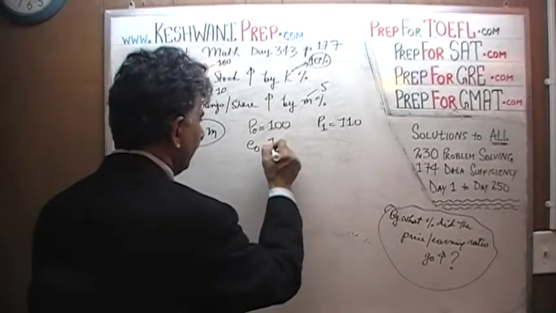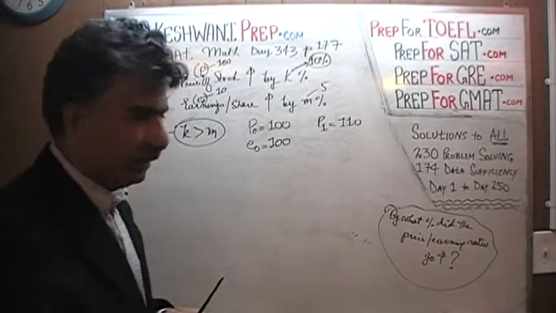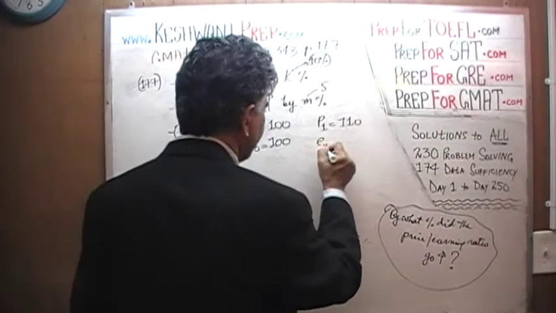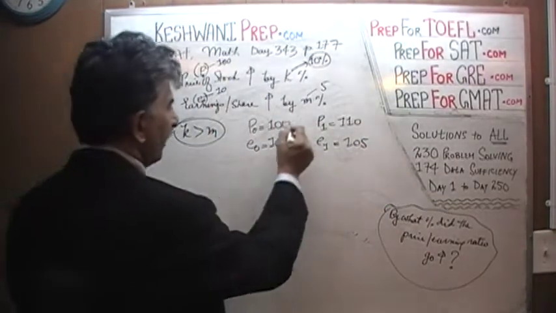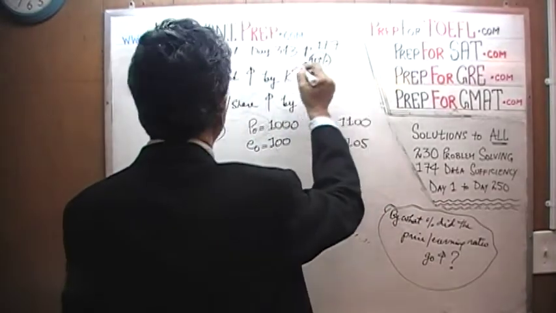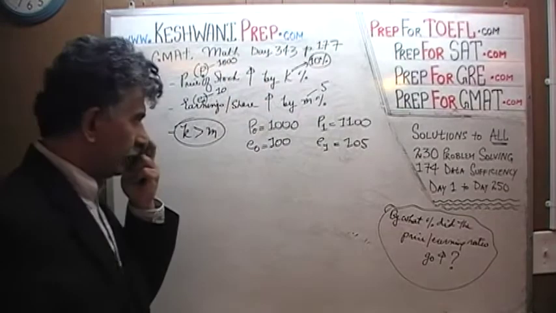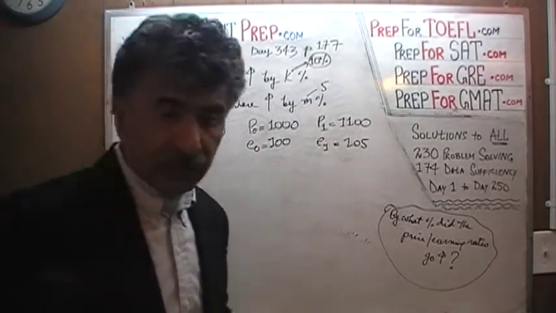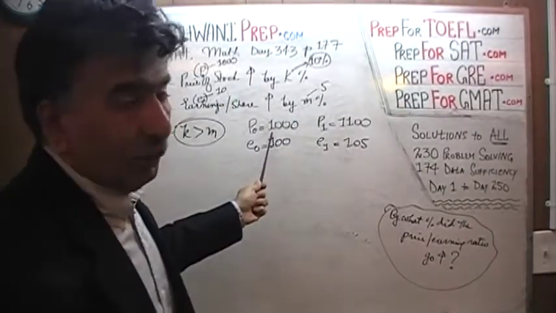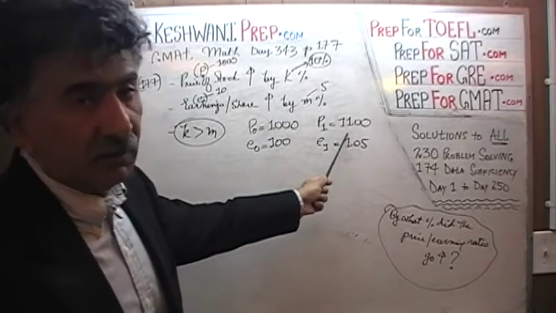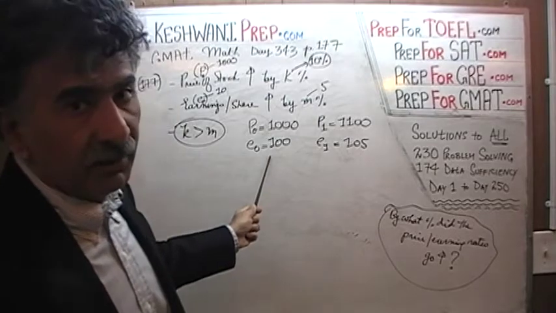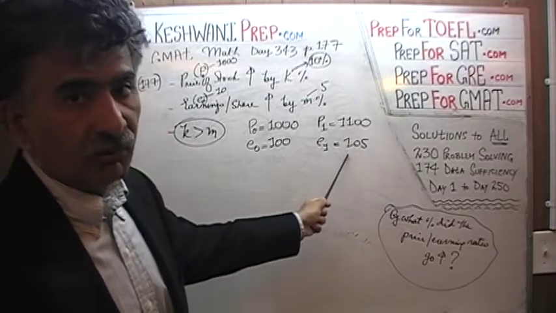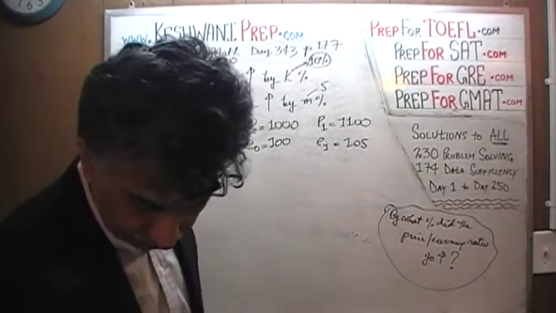So I'm going to pretend that the price earning ratio in the beginning was 100. It goes up by 5% and becomes 105. And let's pretend that the price of this stock was 1,000 and goes up to 1,100. Are you with me so far in the story? So we are plugging in 1,000 for the starting price. The final price is 1,100, hence the increase of 10%. The price earning ratio in the beginning was 100. It goes from 100 to 105. Let's see what we can do here, okay?